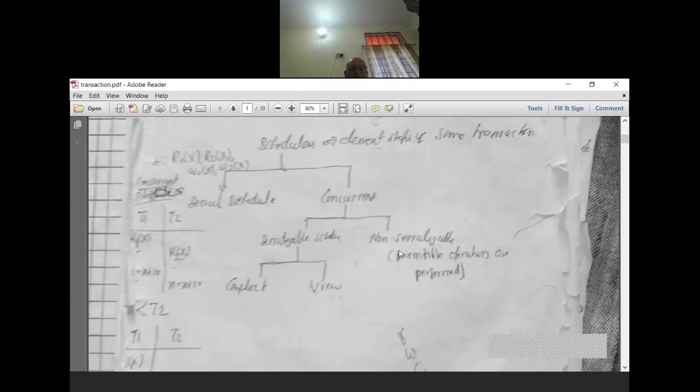Now serializable schedules are divided into two types. One is conflict serializable schedule, and the second is view serializable schedule. Is it clear? This I will teach you in the further class: conflict and view.